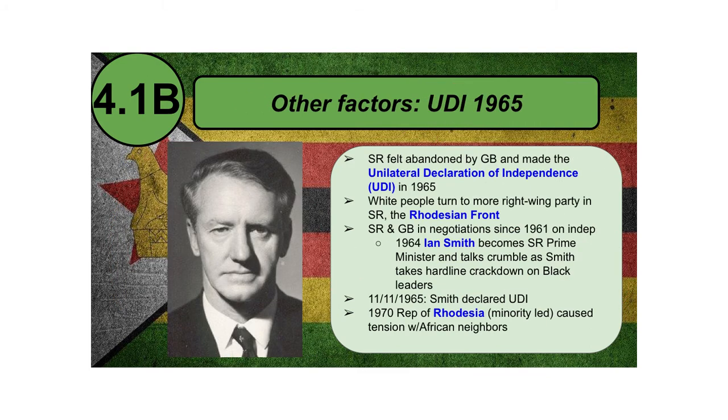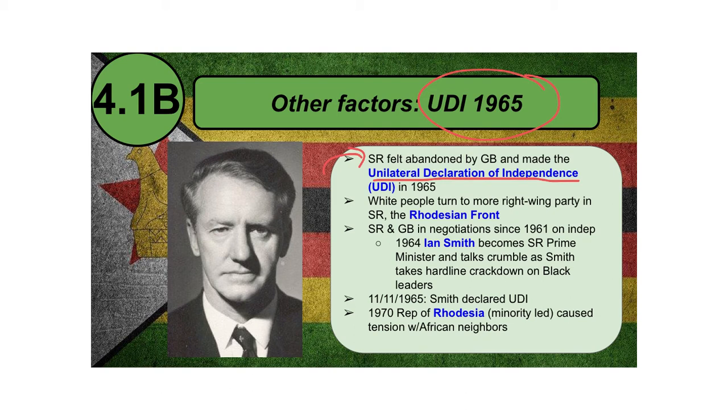Another factor that influences Zimbabwe's independence movement is the Unilateral Declaration of Independence, which was issued in 1965. We'll talk about it a little bit more here. As a result of Great Britain's actions discussed prior, Southern Rhodesia felt abandoned by Great Britain, because they had granted independence to Zambia and to Malawi, but Southern Rhodesia wasn't going to get independence. So ultimately, they issued the UDI, or Universal Declaration, excuse me, Unilateral Declaration of Independence. I need to correct myself there. It is the Unilateral Declaration of Independence in 1965.